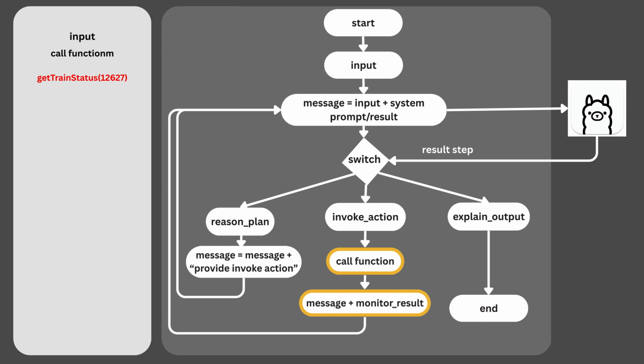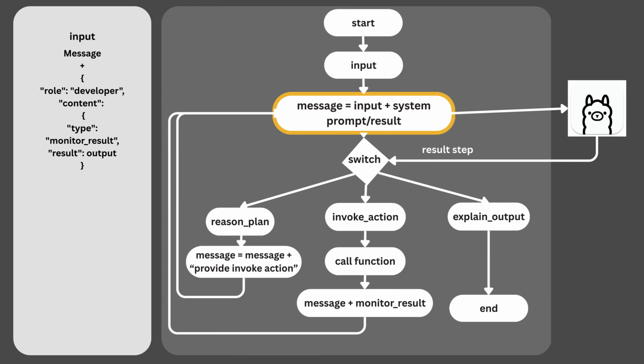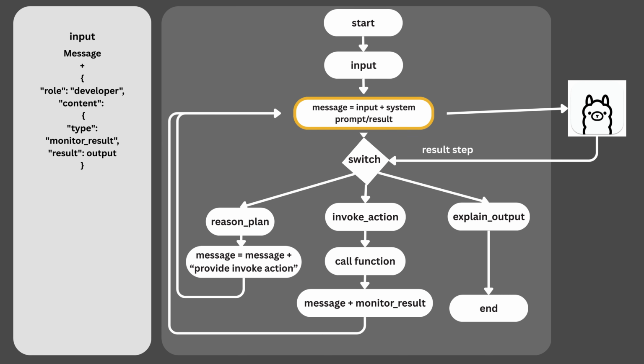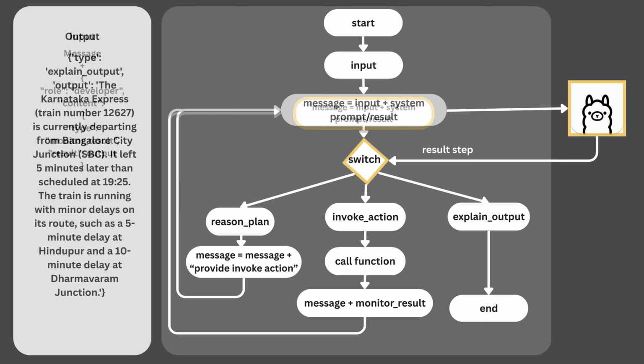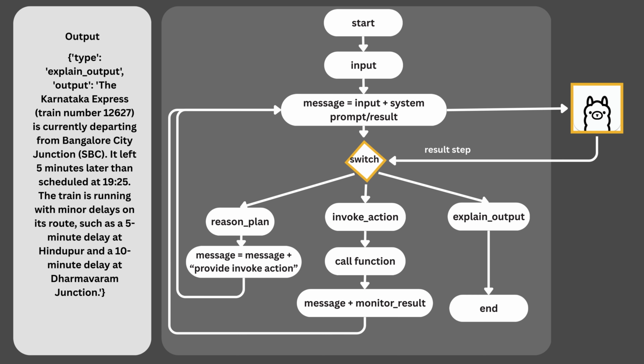Our middleware is going to call this function, basically invoke this action, and it is going to call the function and append the result along with the message back to the LLM. So something like this. If you see here, role developer content, so this is us, our middleware, saying that this is the result, and then the output is passed in this message. Now the LLM has the result of this function, so it can go through it, understand what the result is, and return an explain output.